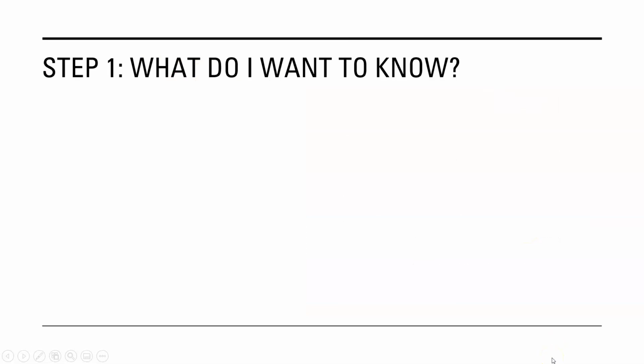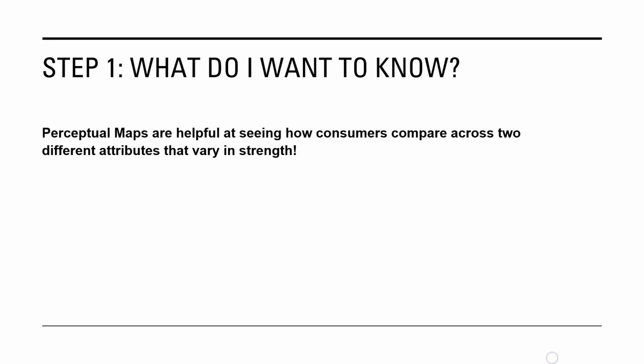So for us, the first step in using your perceptual map is figuring out what you want to know about. Perceptual maps are very helpful at seeing how consumers compare across two different attributes that vary in strength. So two different attributes that vary in strength. So not just one or the other, they vary.